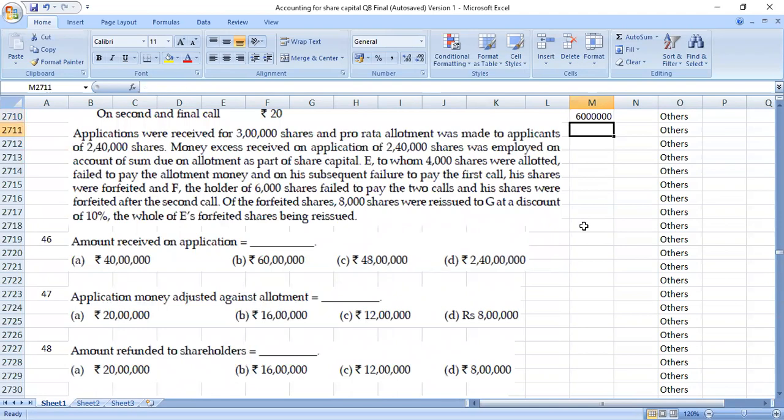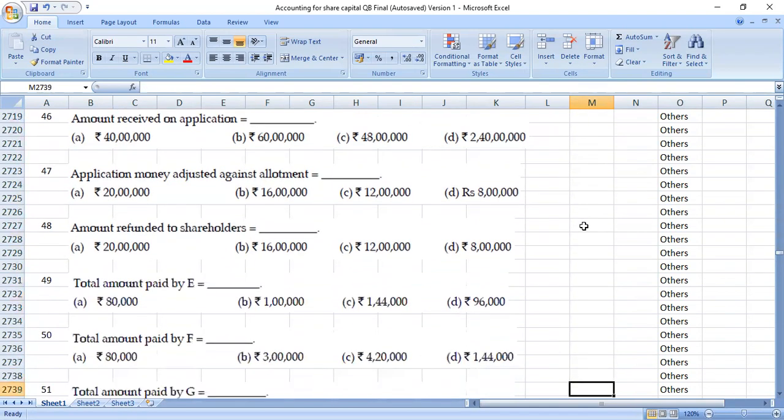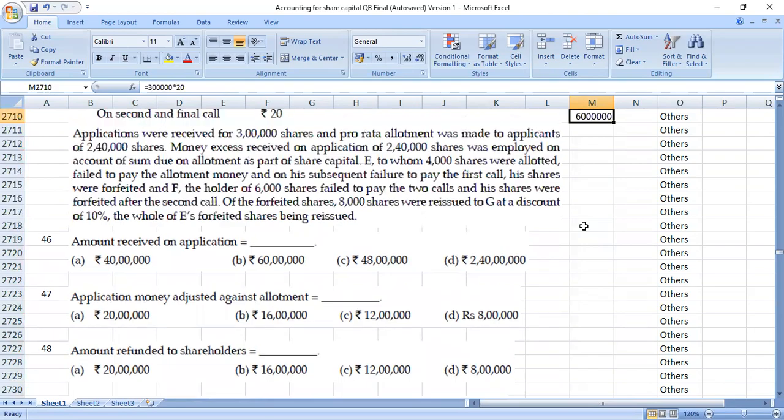அடுத்த question. Total amount paid by F. Total amount paid by F is a little trickier than that. ஏன்னா அவர் allotment மணியும் pay பண்ணிருக்காரு. So we'll just have to calculate it. Okay. So application எத்தனை make பண்ணிருப்பாரு F? F the holder of 6,000 shares. அப்போ 6,000 is the total shares of F. So 2 lakh will come at the bottom.